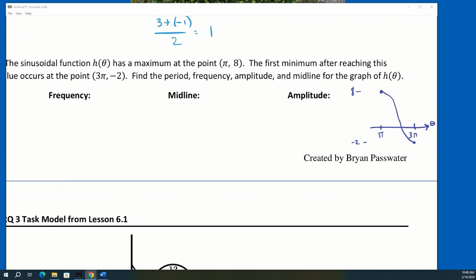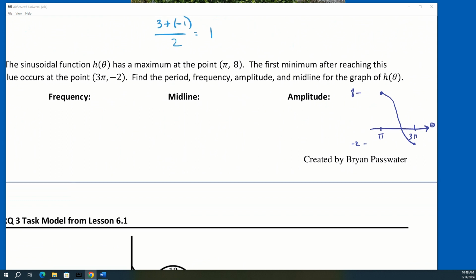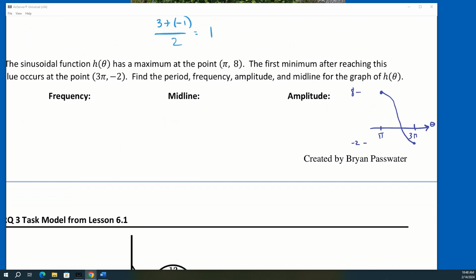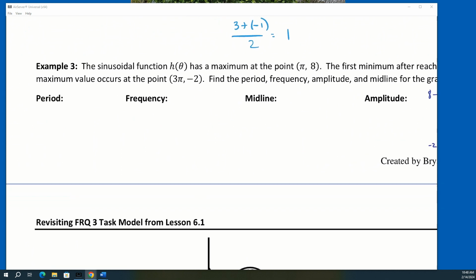It's half a period. So max to min, whether it's cosine or sine, is always going to be half of a period. So how long is half of a period? Right. So this function has half a period in a distance of 2 pi. So from pi to 3 pi is 2 pi. So a whole period, like he said, is going to be twice as big as that. You double it, it'll be 4 pi.